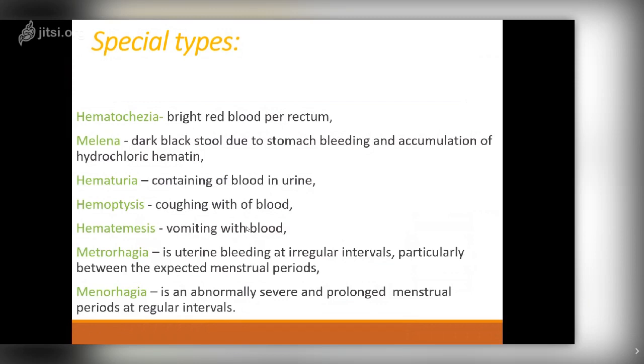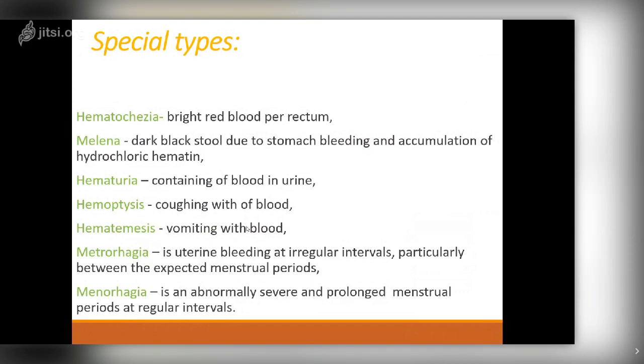Also, you should remember terms that define escape of blood from different areas. For example, hematochezia, bright red blood per rectum. Melena, also, we have discussed it already. It is dark stool in patient with stomach bleeding. And last class, we discussed that interaction of RBCs with HCl in stomach results in formation of so-called hydrochloric hematin, the pigment of black color that gives dark color to stool and vomiting of patient with stomach bleeding. Hematuria is the blood in urine.